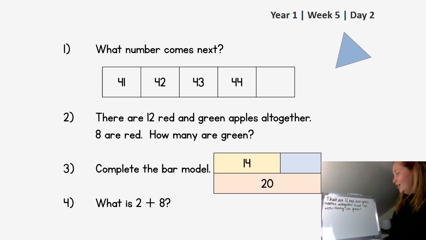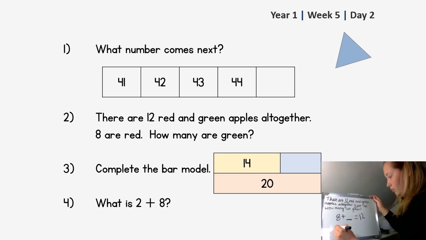Okay, number 2. There are 12 red and green apples all together. 8 are red. How many are green? Okay, first rule. Underline the key numbers. So it's telling me that there's 12 altogether, so I know that's my answer, and that 8 are red, and how many are green? So there's red add green equals altogether. 8 add. Now, I'm going to put 8 in my head and count on till I get to 12.